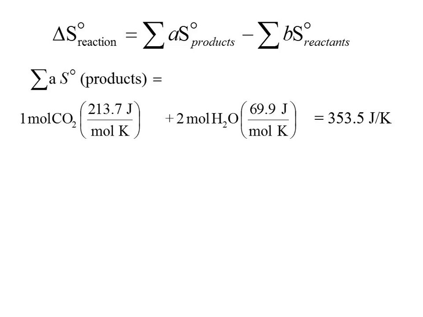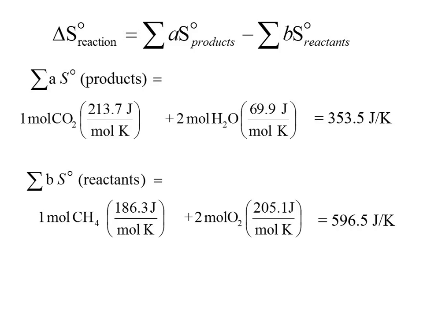That's one thing to note, the kilojoules and joules. This is in joules, the other one's in kilojoules. So then we look at the reactant side. The two reactants, 1 mole of methane. So 1 mole of CH4 times the molar entropy, 186.3 joules per mole Kelvin, plus the term for the oxygen, there were 2 moles of O2. And from the table for O2, it's 205.1 joules per mole Kelvin. So on the reactant side, we have a positive 596.5 joules per Kelvin.